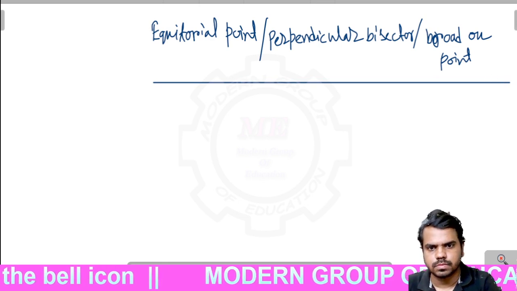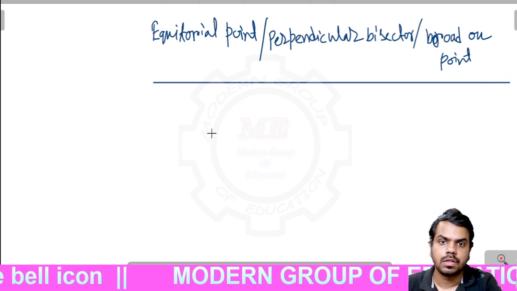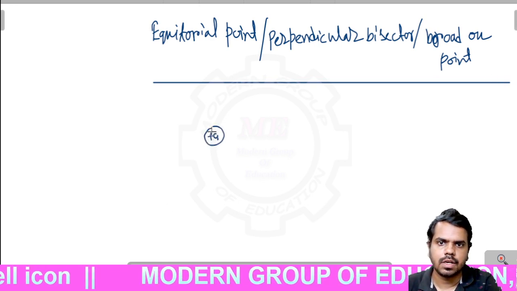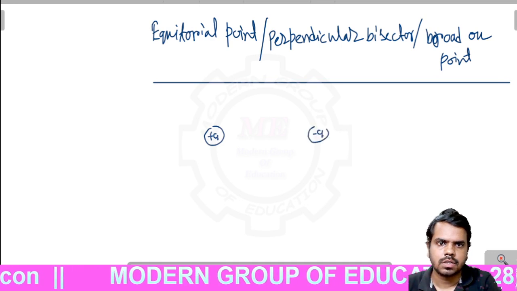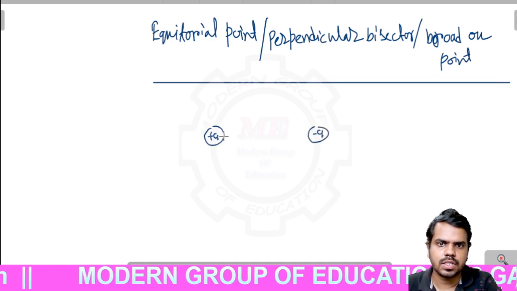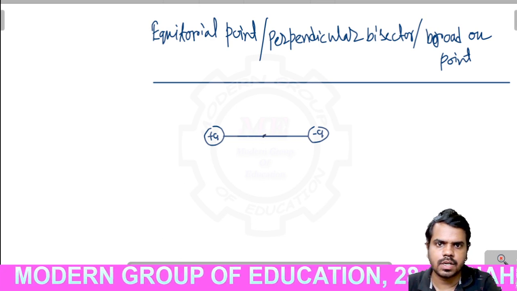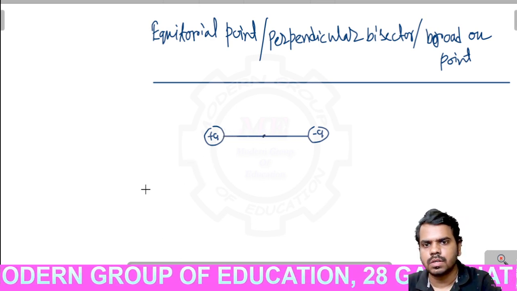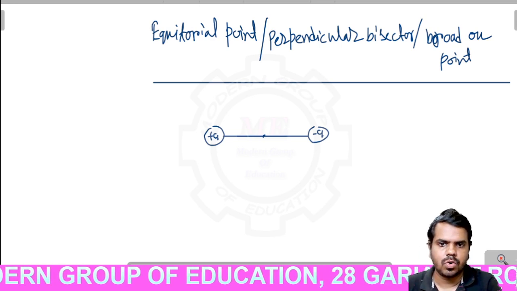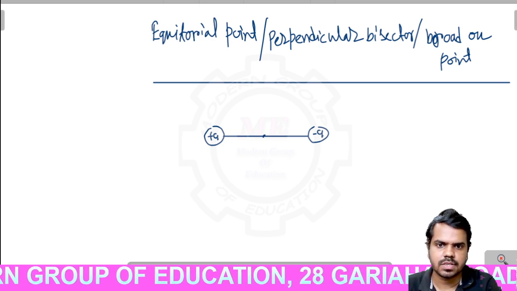Okay, let's start. This is a positive charge again, and this is a negative charge. These charges are separated by 2L distance. This is the center of the dipole. Sorry, I have to draw with some space here.